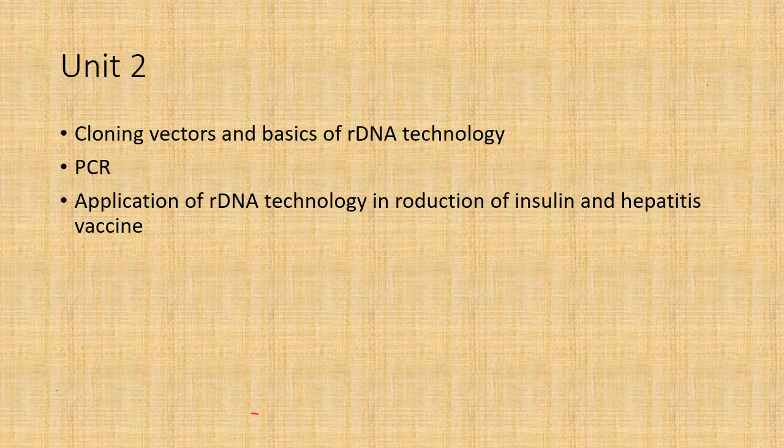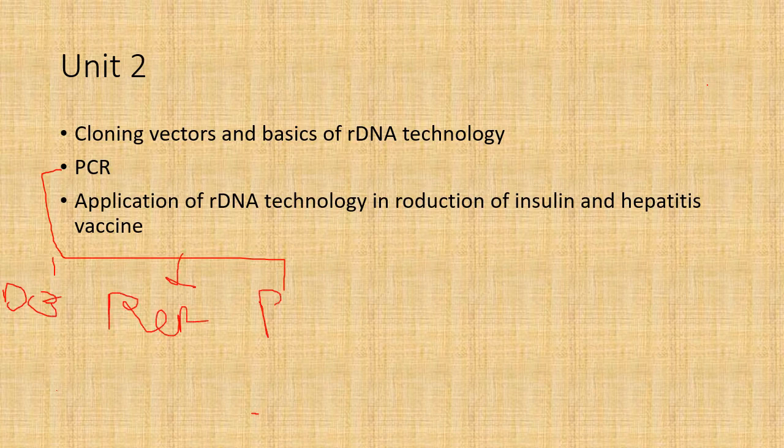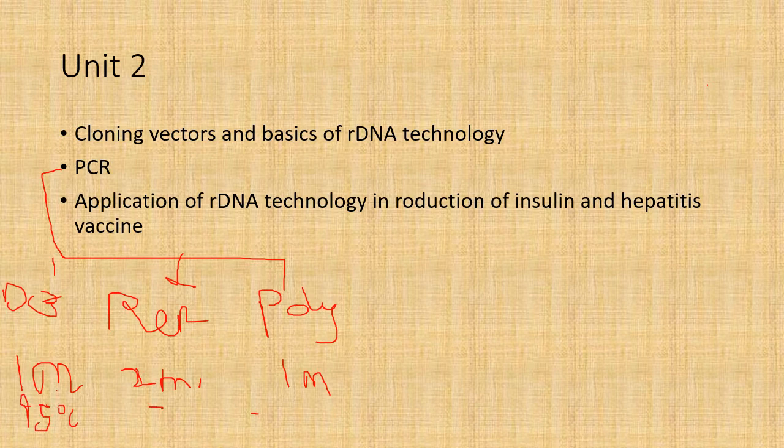And PCR has three steps, that is denaturation, renaturation, and polymerization. Each takes around 1 minute, 2 minutes, 1 minute, approximate time. The temperatures at which it is operated are 95, 55, and 72 degrees.